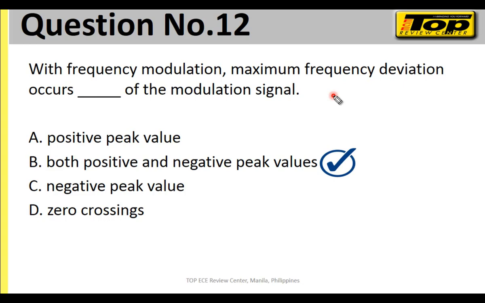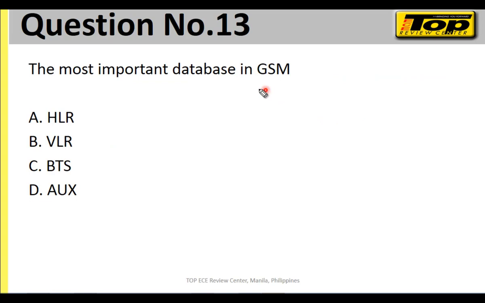Okay? Next number. Question number 13. The most important database in GSM. Okay, maraming databases meron sa GSM. We have the HLR, the VLR, the AUC, the AIR, and many more. Pero ano raw yung pinaka-importante sa lahat? Pinaka-importante sa lahat is letter A. That's the HLR or that is the Home Location Register.